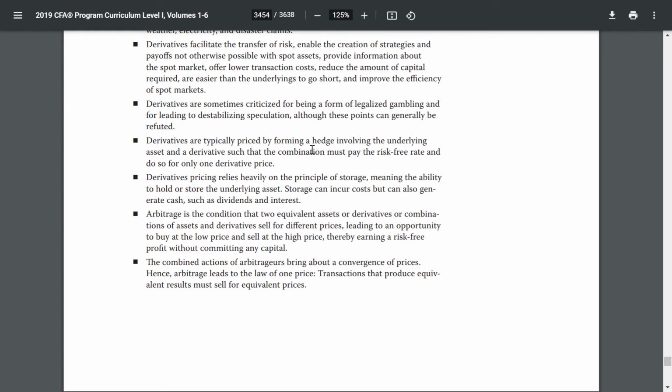Derivatives facilitate the transfer of risk and enable the creation of strategies and payoffs not otherwise possible. Derivatives provide information about the spot market, offer lower transaction costs, reduce the amount of capital required, are easier than the underlying to go short, and improve the efficiency of the spot market. Derivatives are sometimes criticized as legalized gambling and for leading to destabilizing speculation.